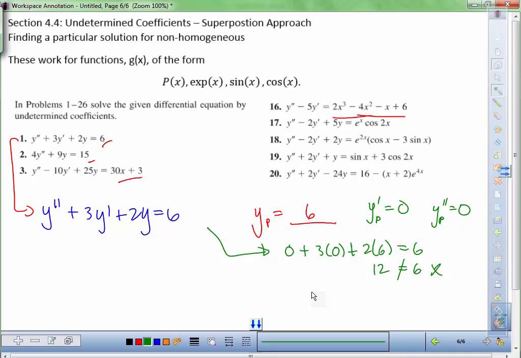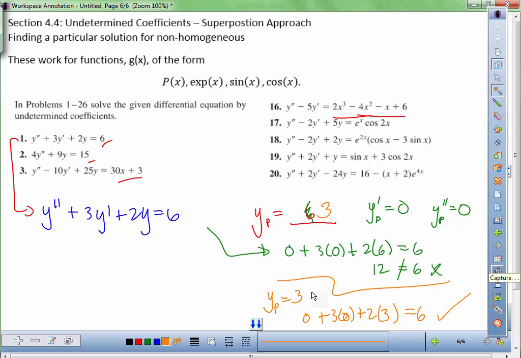So what would be another guess? Try 3, right? So let's try 3. So y particular is 3, and yp prime and yp double prime are 0 again. So we get 0 plus 3 times 0 plus 2 times yp, which is 3, is equal to 6. And does that work? So that does work. So that's a particular solution.